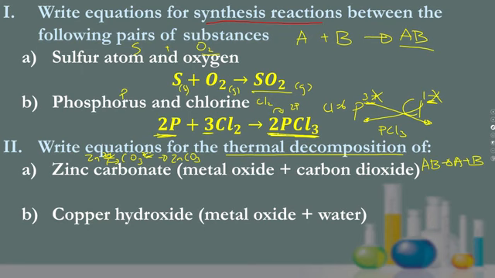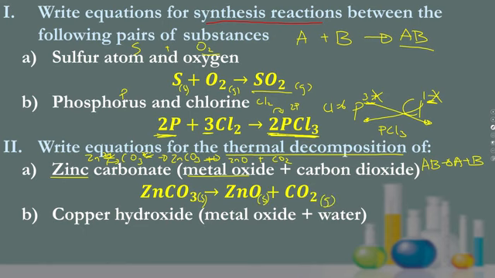Okay? This will make a metal oxide. The only metal I have here is zinc. So this will become zinc oxide plus, as you can see here, carbon dioxide. So here we get that, okay? Zinc carbonate is a solid, zinc oxide would also still be a solid, and carbon dioxide here would be a gas.